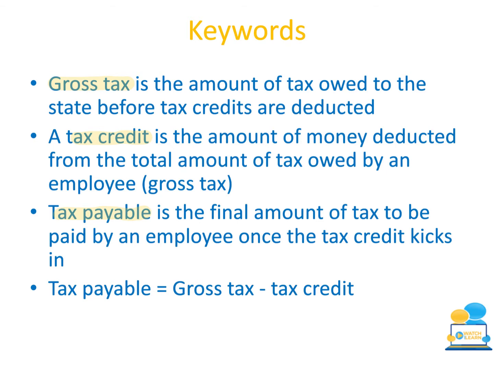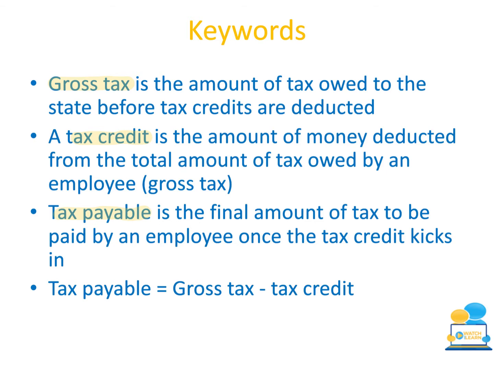So your gross tax is the amount of tax owed to the state before tax credits are deducted. So basically, when you find out your standard rate of tax and your higher rate of tax, how much does that total up to be? That is your gross tax. So this is before your tax credit kicks in.